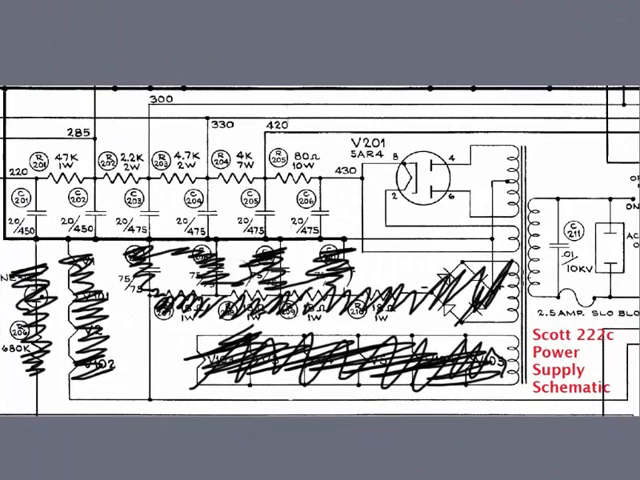All right, the last little section of our video here. We have a Scott 222C power supply schematic. By the way, I'm busy making another video on a Scott 222C, an actual rebuild video, so maybe you can apply this as you watch the other video. So here's what you got.